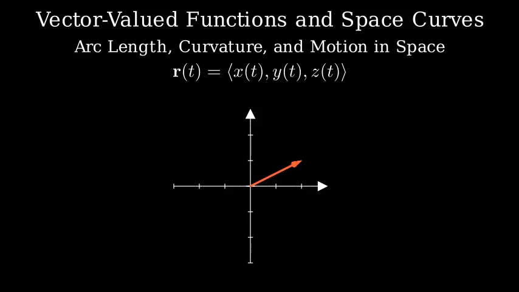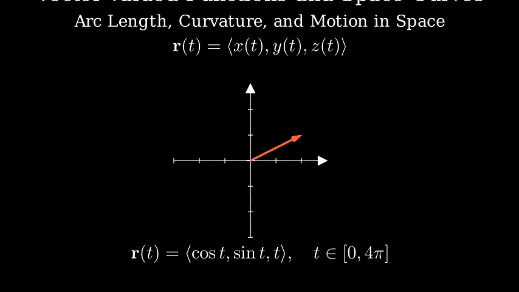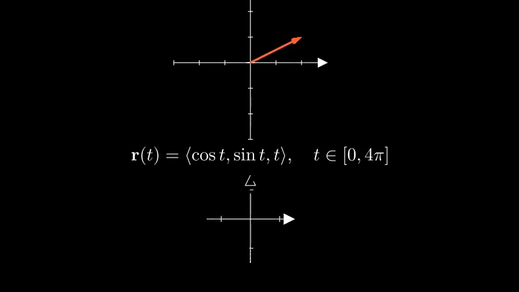Let's look at our first example, the helix. Consider the vector-valued function R(t) equals the vector with components cosine t, sine t, and t, where t ranges from 0 to 4 pi. What does this curve look like?